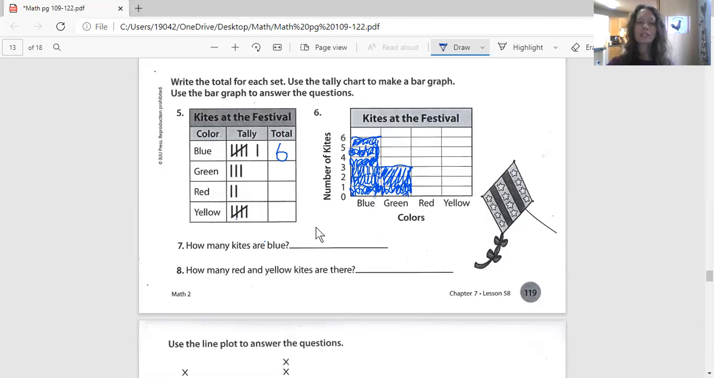And number 7 says, how many kites are blue? Okay, you're going to come up here and look for the blue kites. You're going to look for the total. You're going to write the answer right here. How many blue kites?